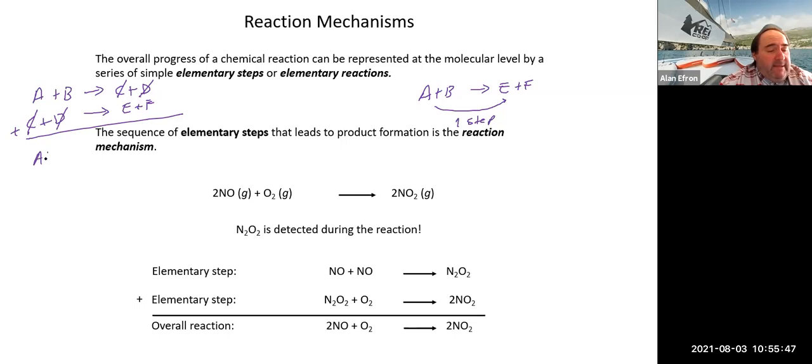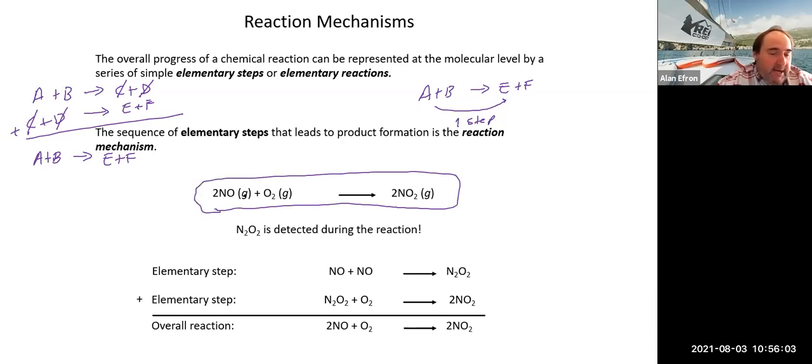And what's left on the left-hand side is A plus B. What's on the right-hand side is E plus F. And that's our overall reaction. So sometimes it does occur in multiple steps. And we see that, for example, in a reaction such as this. In this reaction, when this occurs, N2O2 is actually detected, but you do not see any N2O2 anywhere in the overall reaction. And what that implies is, as this reaction is happening, somewhere along the way, N2O2 is made and then has to get used up before the end of the reaction.